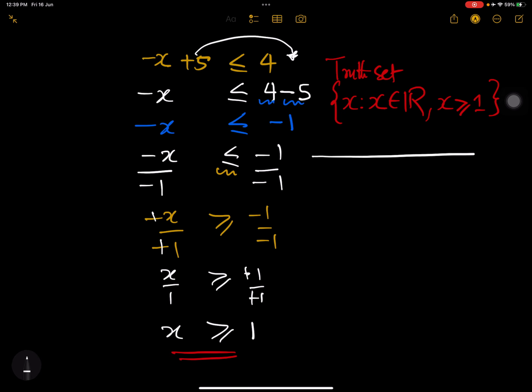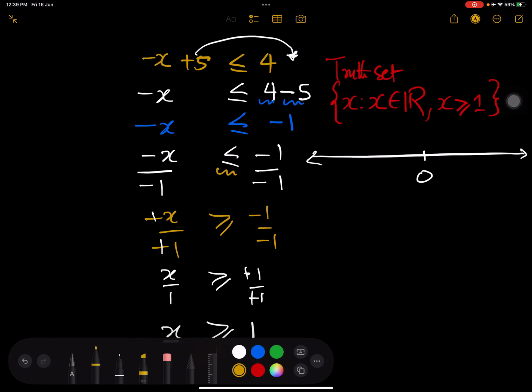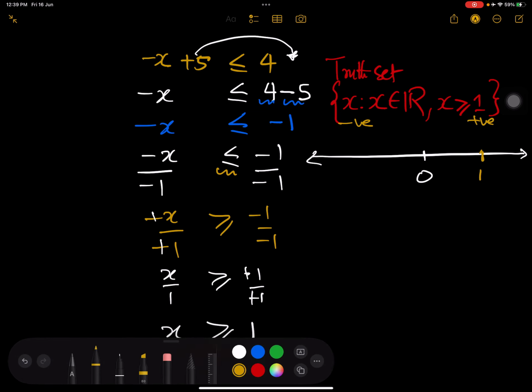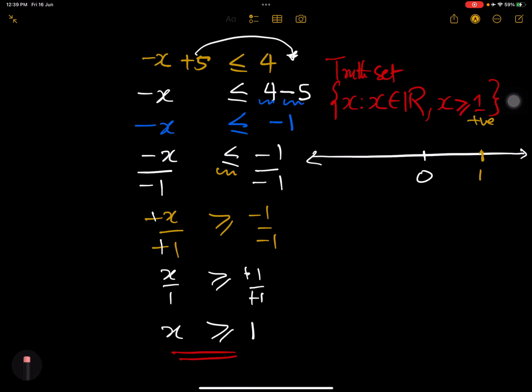Now we draw the number line. The number line in the middle is where we have 0. And then we can have 1 on our right hand side, because we know this is the positive region and this is the negative region. So that's why we are having 1 at the right hand side.